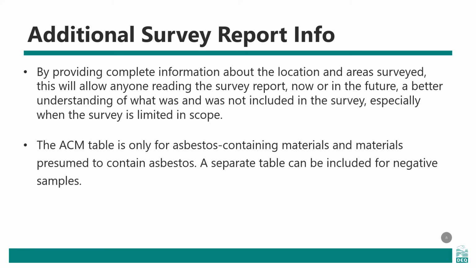By providing complete information about the location and areas surveyed, this will allow anyone reading the survey report now or in the future a better understanding of what was or was not included in the survey, especially when the survey is limited in scope and only specific areas are surveyed. The table required in the survey report is only for asbestos-containing materials and materials presumed to contain asbestos, and is not to include negative materials. A separate table can be included in the report for negative materials.